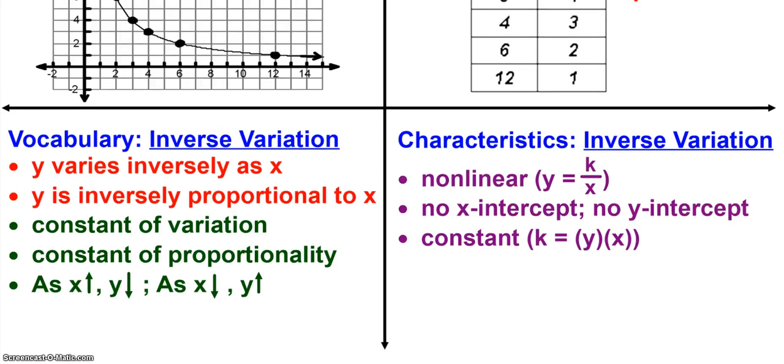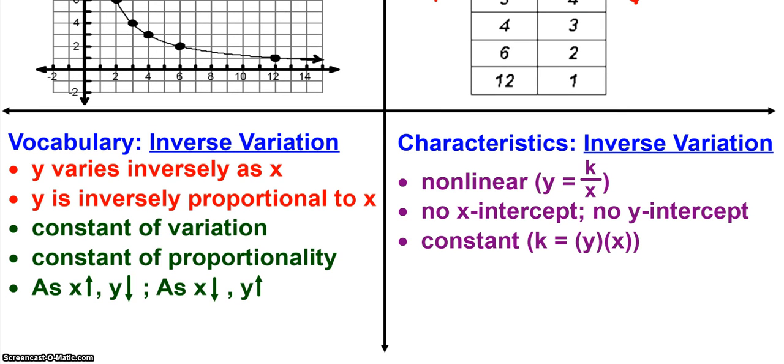So the vocabulary: y varies inversely as x. Y is inversely proportional to x. It has a constant of variation and a constant of proportionality. As I already said, as x increases, y decreases, or as x decreases, y increases. So these are opposite. That's why it's inverse.